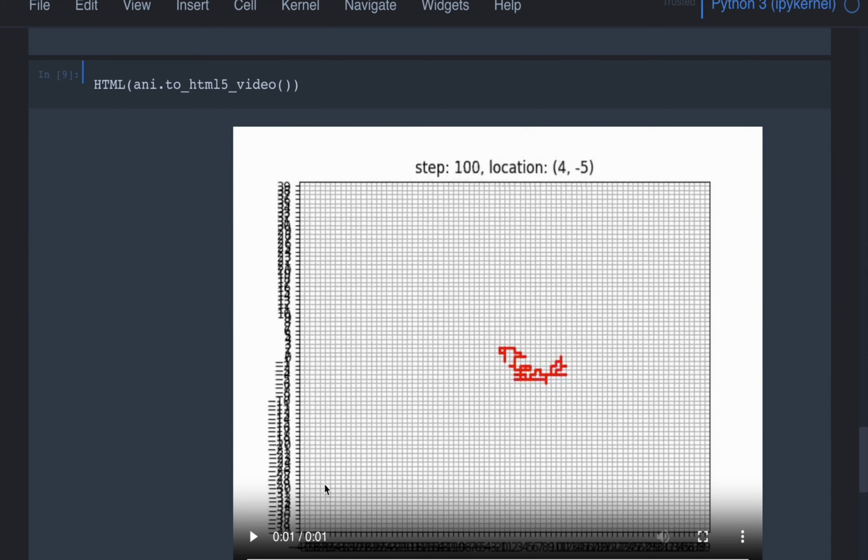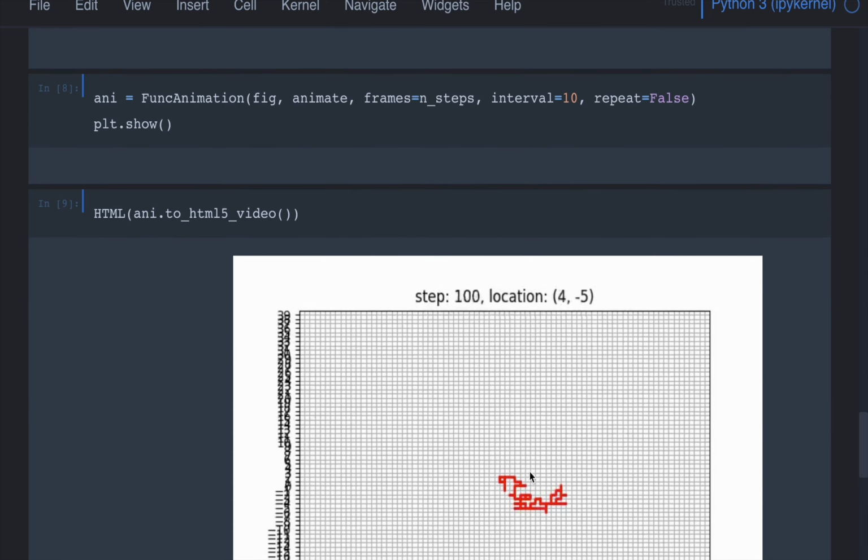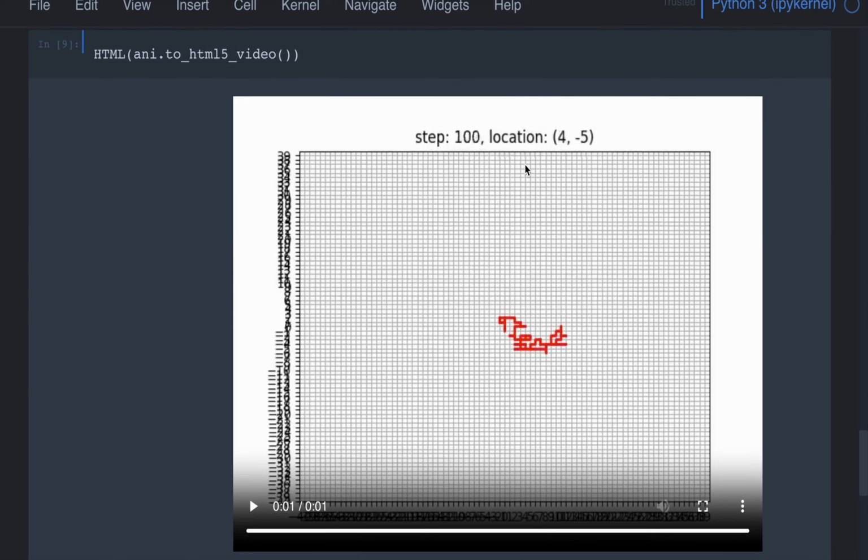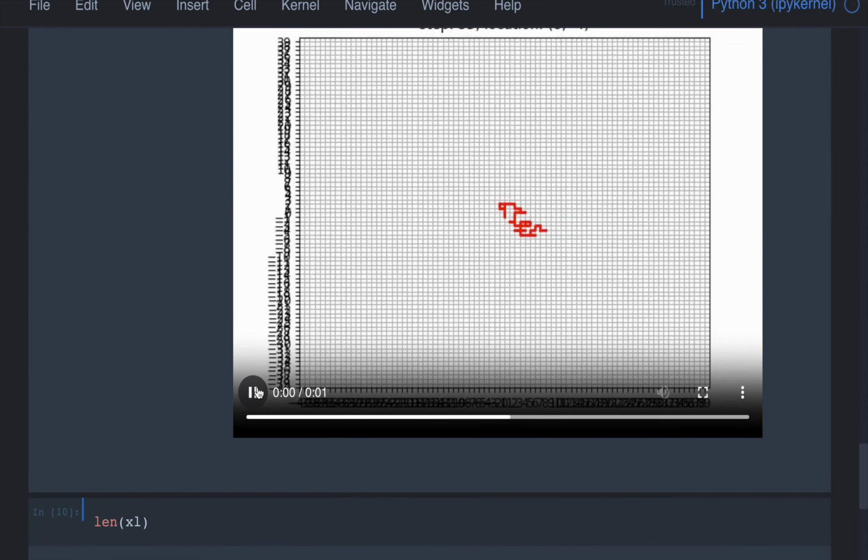So here you can see, right? The person started from here, somewhere here, 0. As you can see, this time the video has moved faster because the time gap between the frames reduced by 10 times, right? Yeah. So that's how it looks like.